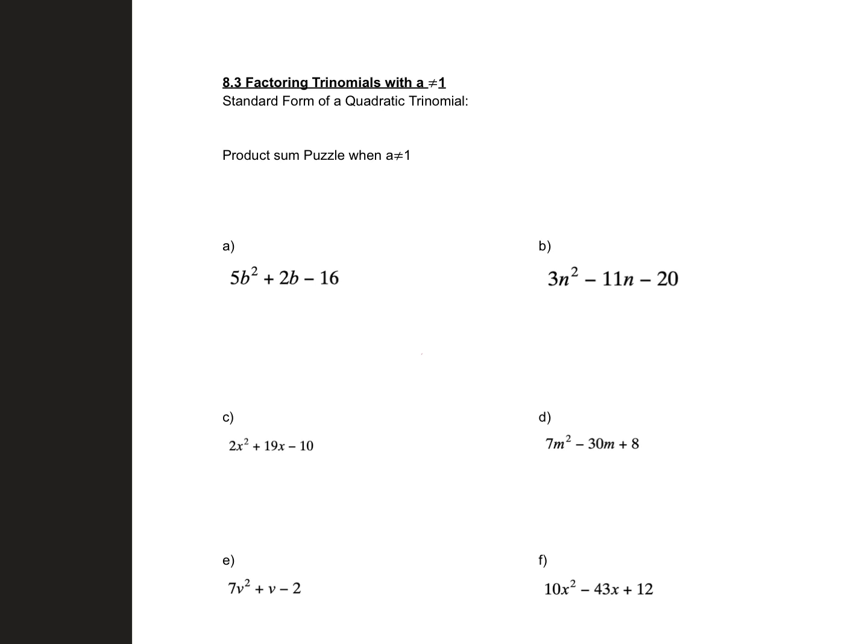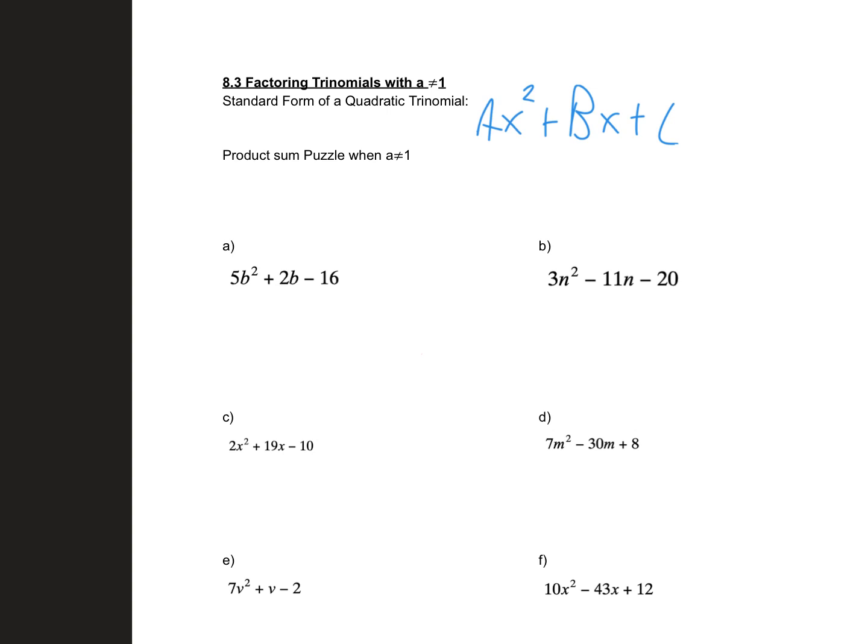All right, for section 8.3, we are now going to be factoring trinomials when our a value is not equal to 1. So remember our standard form of a quadratic trinomial, we have ax squared plus bx plus c. And now we're going to be interested in trinomials when a doesn't equal 1. So these are going to be a little trickier, but I don't think it'll be too bad.